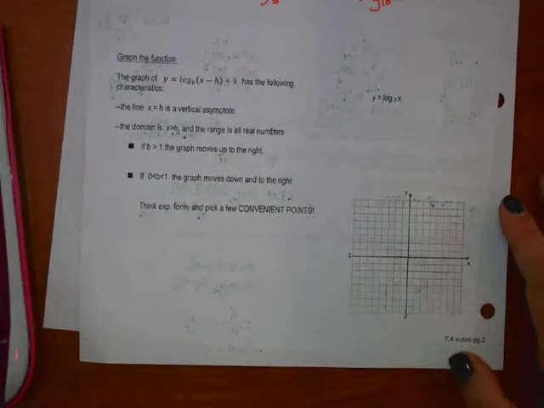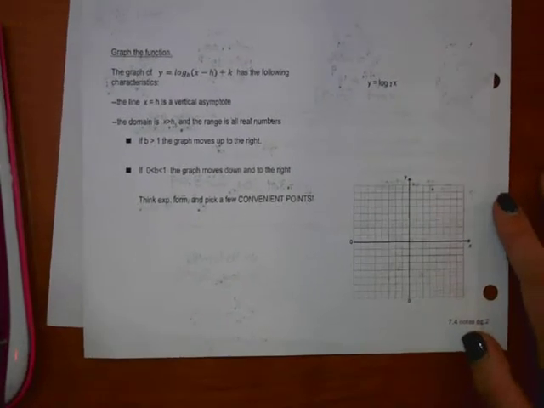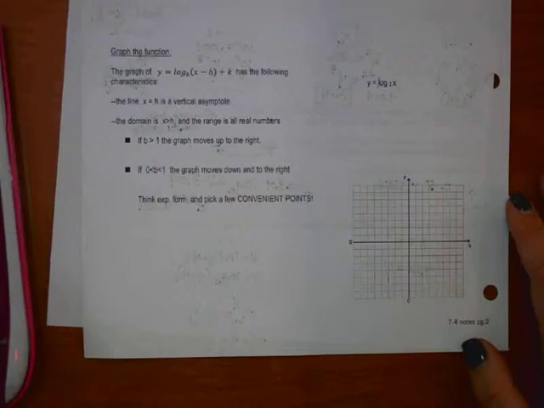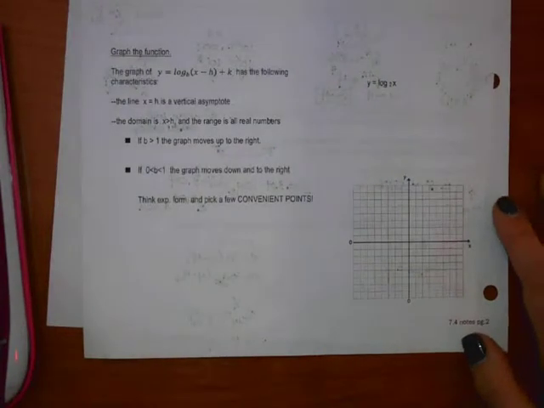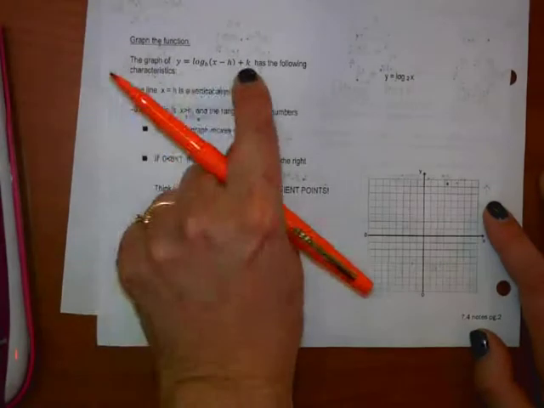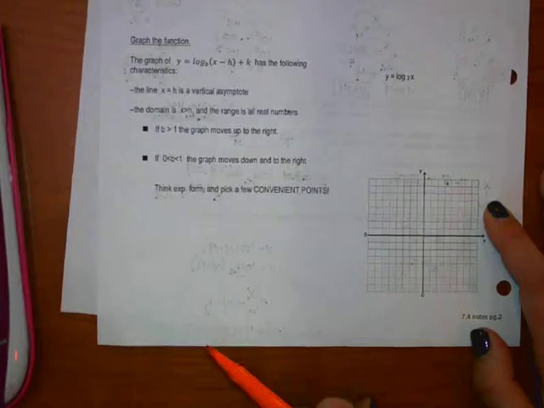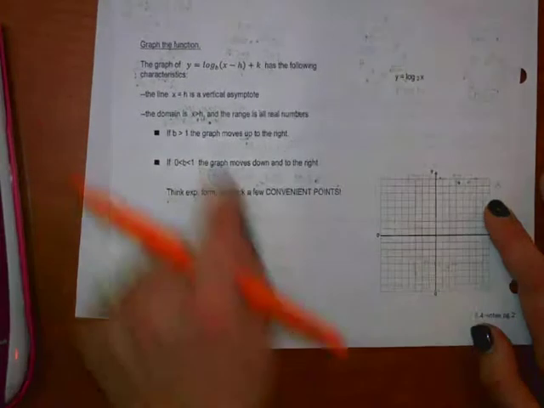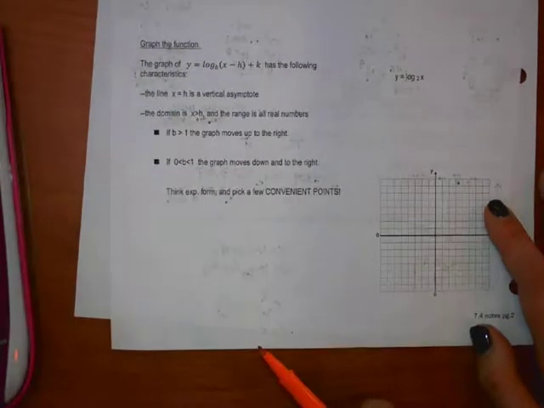Okay, all right. It's sort of a process, but it's not bad. It's slightly different because you're going to have a vertical asymptote here instead of a horizontal asymptote. So that's the only thing that's really different. The graph of y equals log base b of x minus h plus k has the following characteristics. The line x equals h is a vertical asymptote.